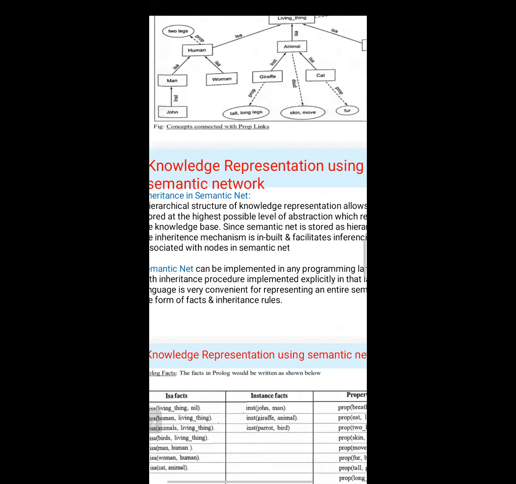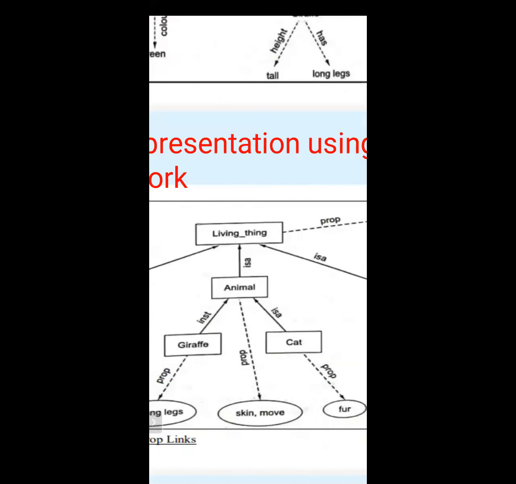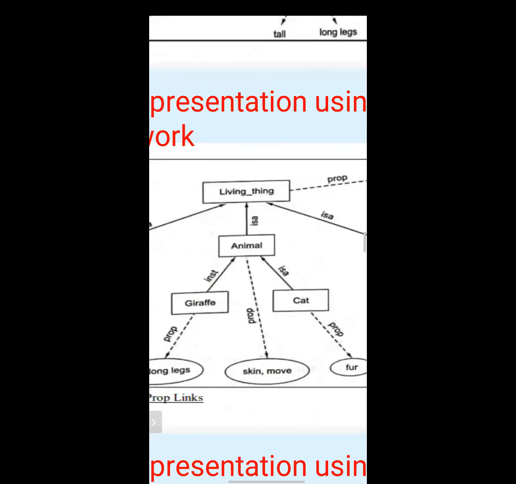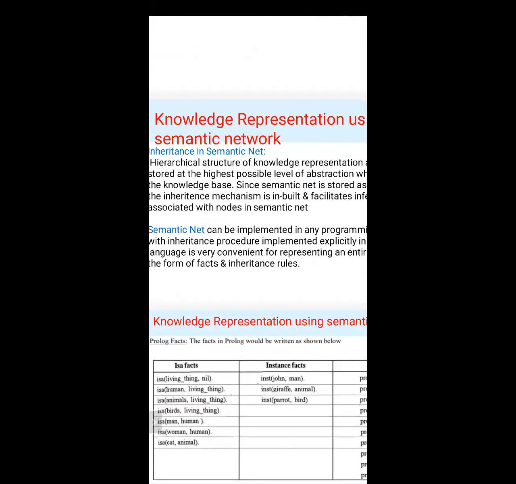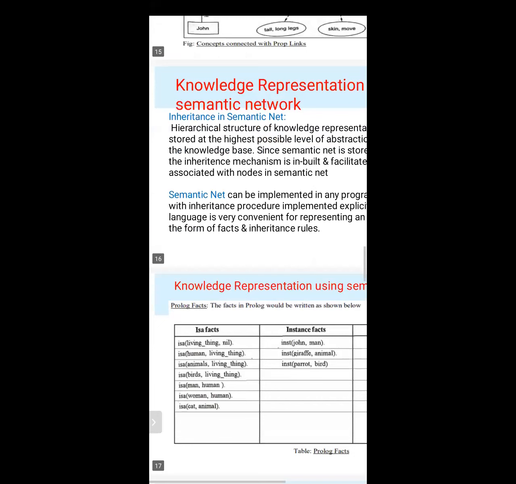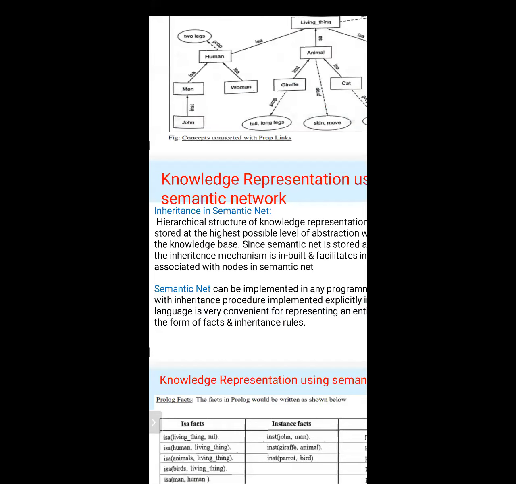If this particular living thing were a sub part, then I could write it as something, meaning it is a part of that particular thing. That is the highest level of abstraction node, and I have written it like this. So isa of living thing comma nil. Next one, isa of human comma living thing. So human is a living thing.